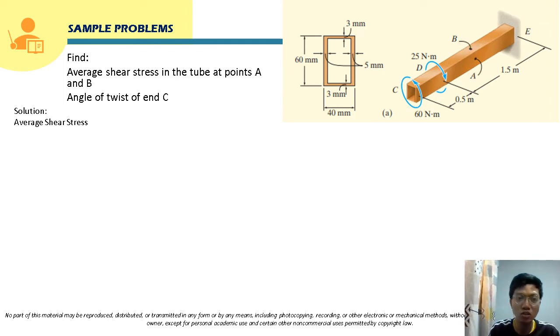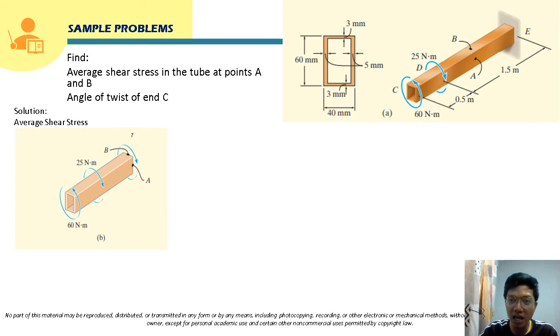in this cross section. Class, if you are going to cut a section that passes through this point, this will be the cut section. So we will consider this segment. Considering this segment, we have this torque, 60 Newton meter, and this torque, 25 Newton meter. Our internal torque here, let's say it will be clockwise. So we will assume that the direction of our internal torque T is clockwise.